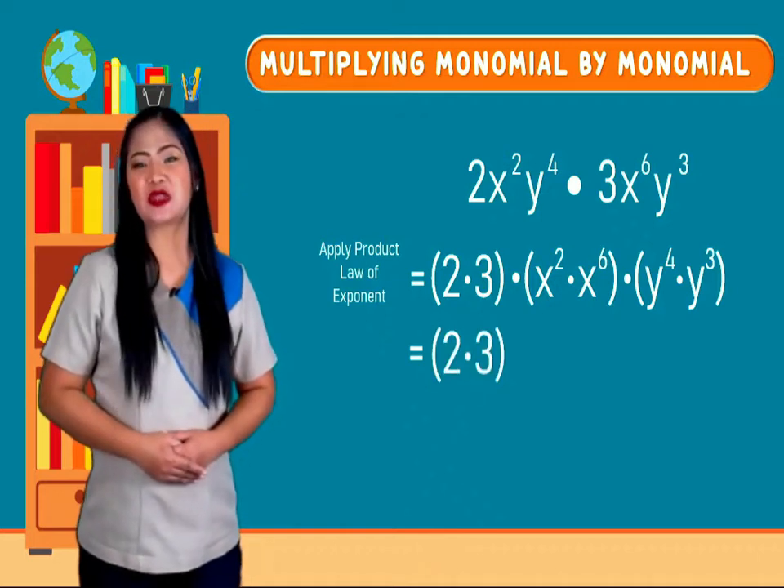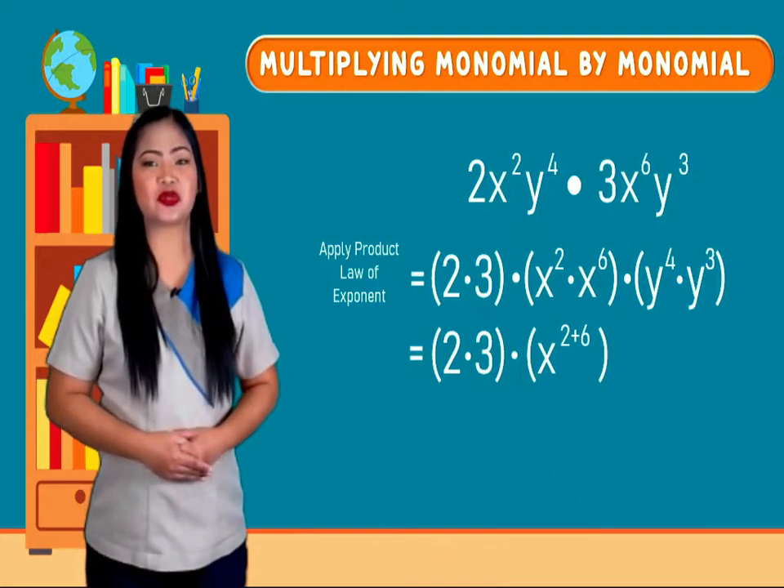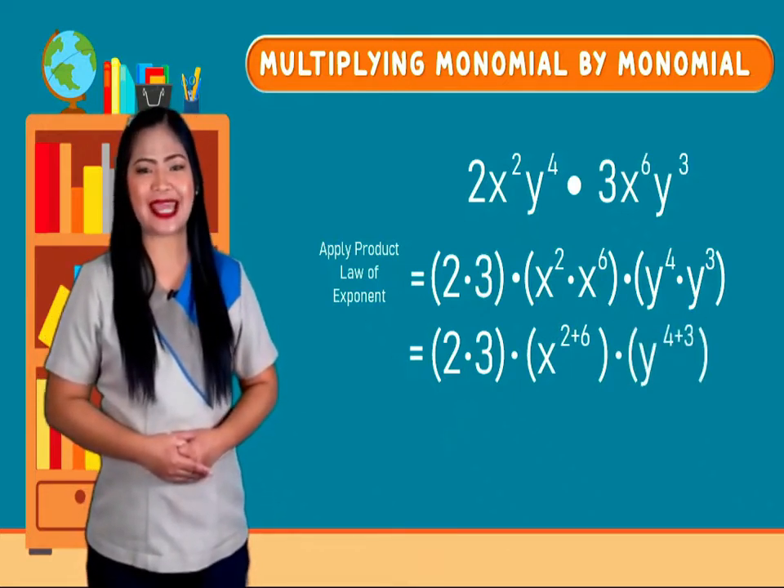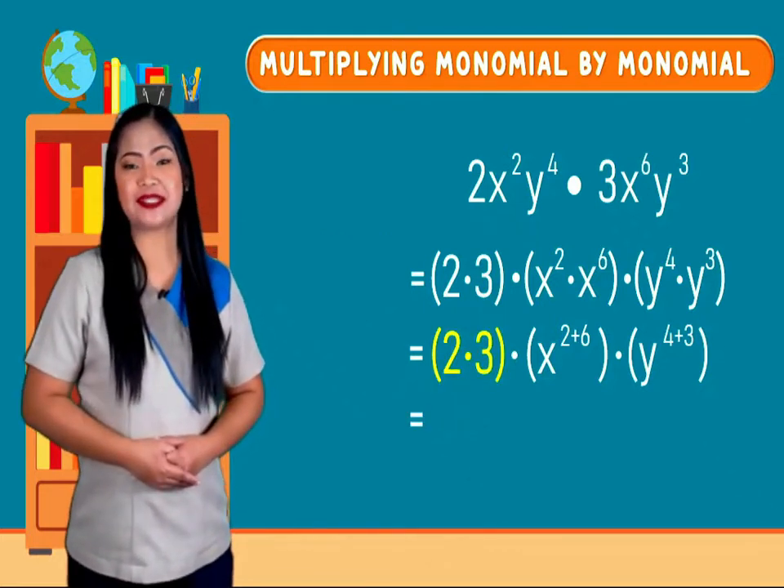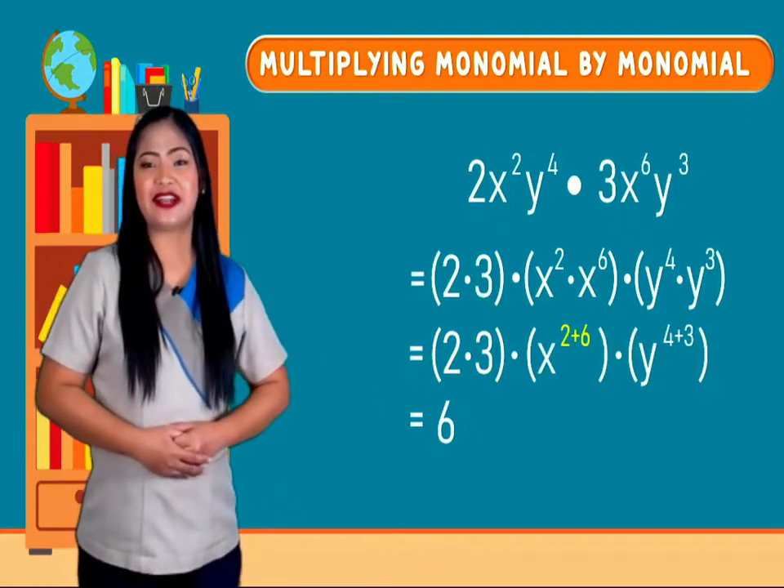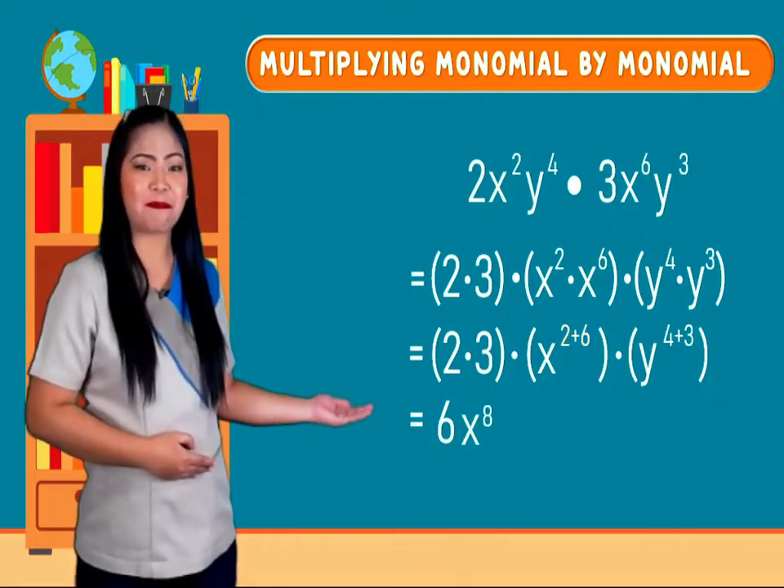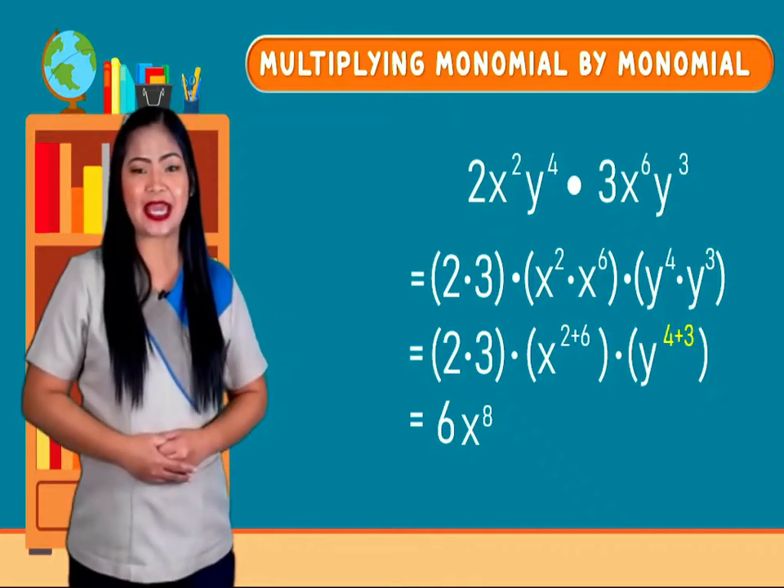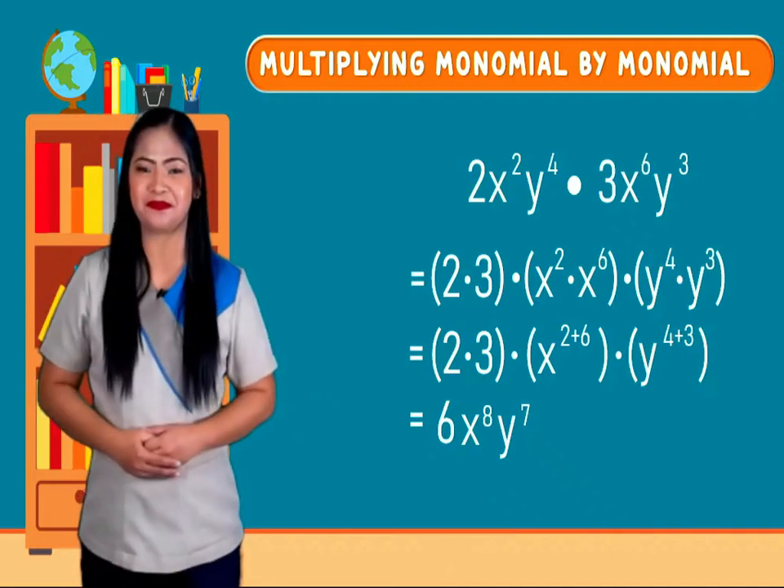So that would be 2 times 3 multiplied by x raised to 2 plus 6, y raised to 4 plus 3. Simplifying further, we have 2 times 3 is 6. Then, x raised to 2 plus 6 would be x raised to the 8th power. And y raised to 4 plus 3 would be y raised to the 7th power.